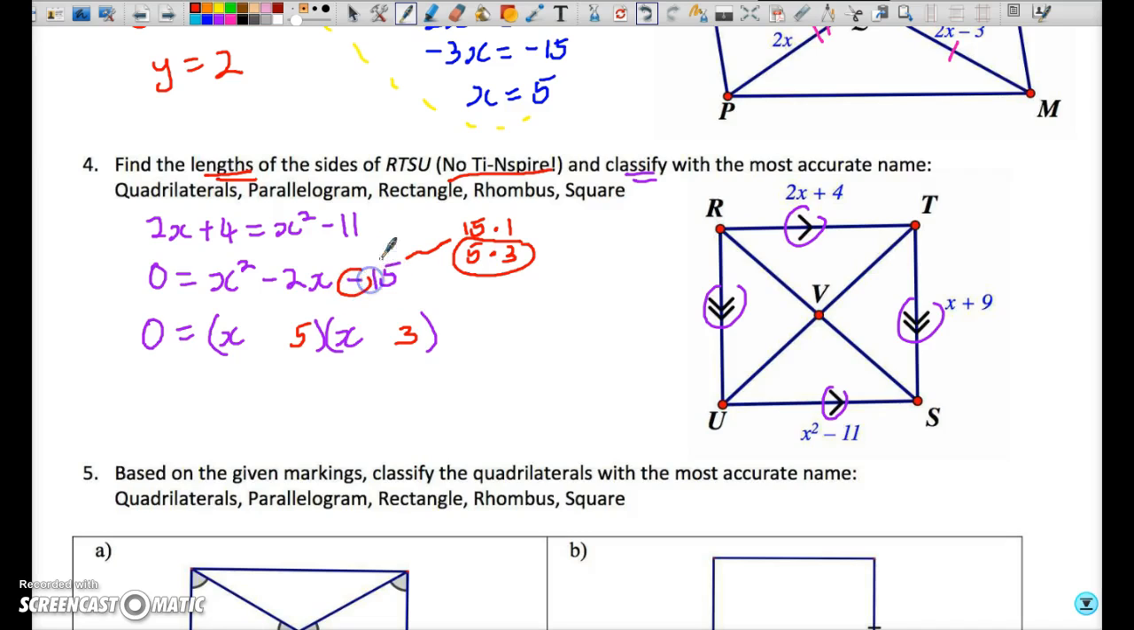The minus 15 tells me that the signs should be different. In order to get a minus 15, it should be a plus times a minus or a minus times a plus. And so now all I have to do is figure out which of these terms gets the minus and which gets the plus.